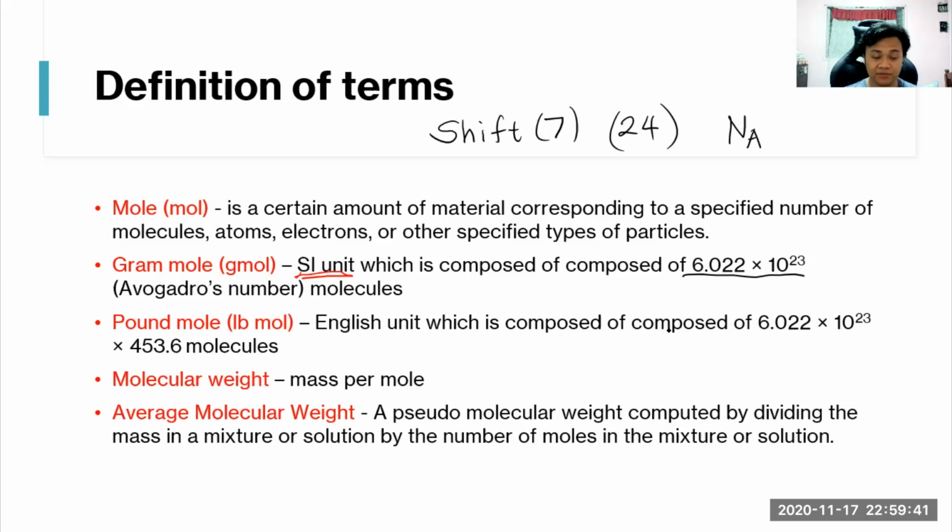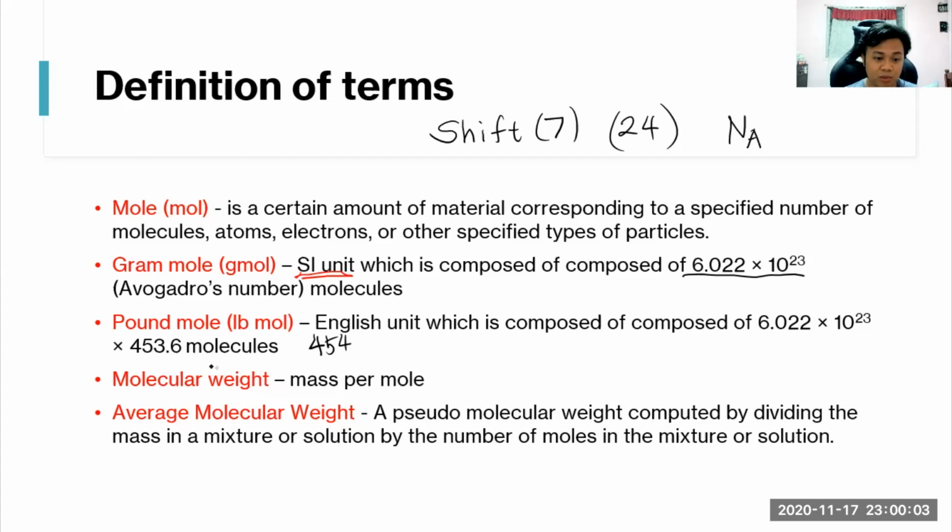If you are talking about pound mole, it's basically the same thing, but it's from the SI unit, which is the gram mole. So you multiply it by 453.6 or 454, either of the two.